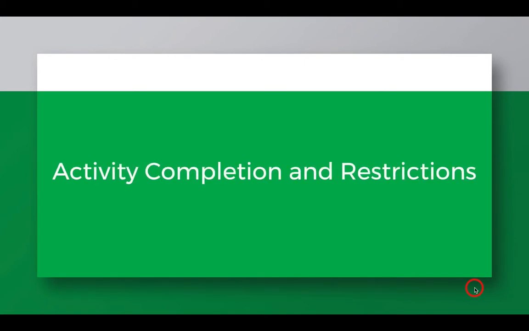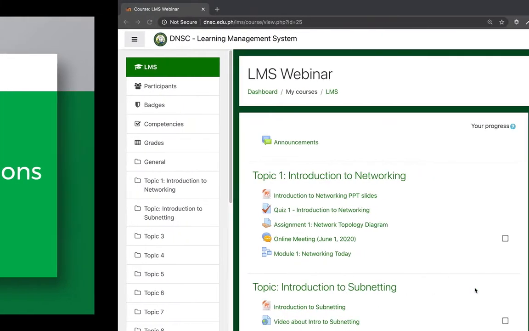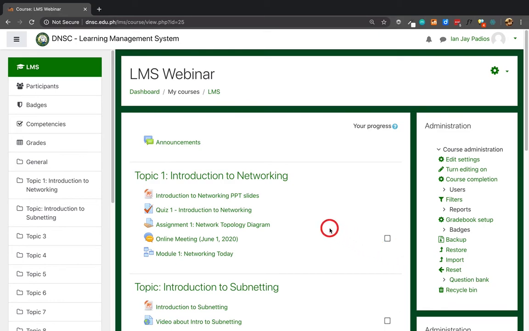Now let's proceed to activity completion and restrictions. Let's go back to our LMS. As an instructor or a teacher using LMS, you can actually set up the completion of a particular activity for the student, and you can also restrict access to particular resources if the student did not complete a certain activity. So okay, how to do it? First, let's just discuss activity completion.